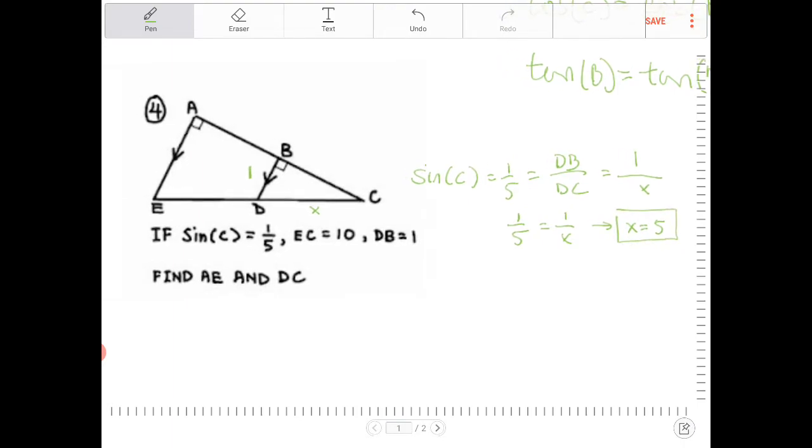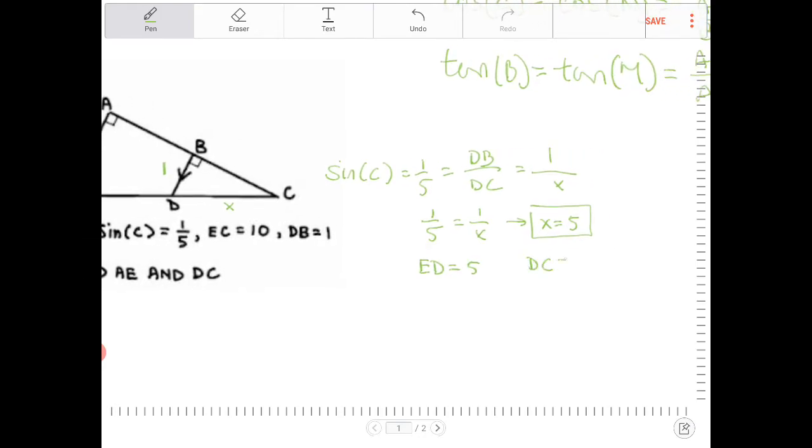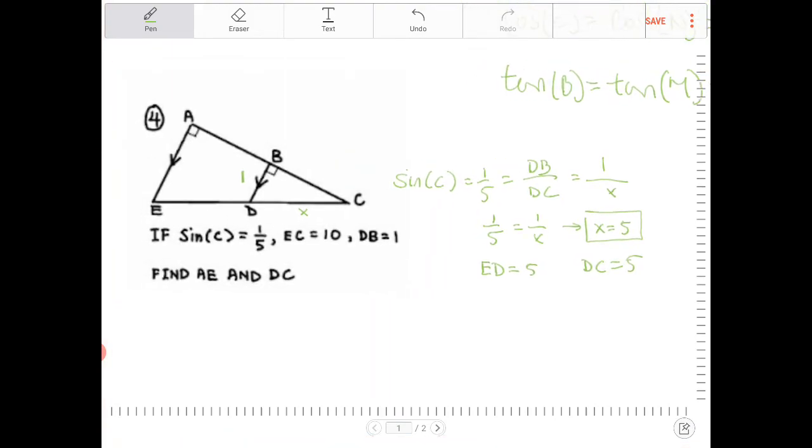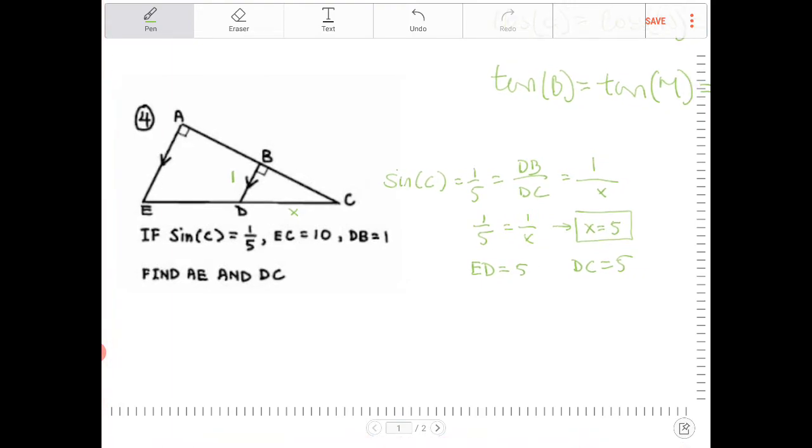Since EC is equal to 10, then I know that ED is also equal to 5. So ED is equal to 5, as well as DC is equal to 5. All right. Find AE. Since we're talking about a similar triangle here, we can solve this in a couple of ways. We know that the scale factor between the smaller triangle and the bigger triangle is a factor of 2. So therefore, we can even conclude that AE must equal 2.